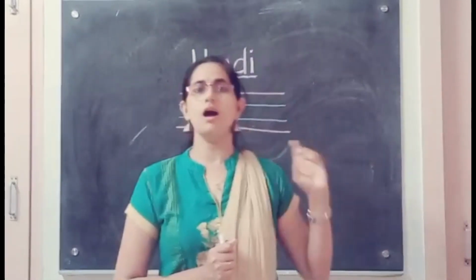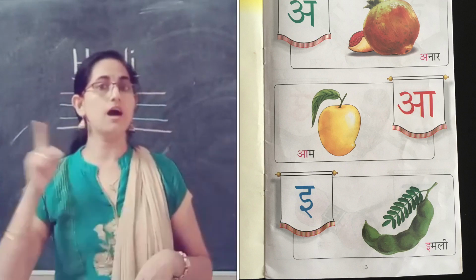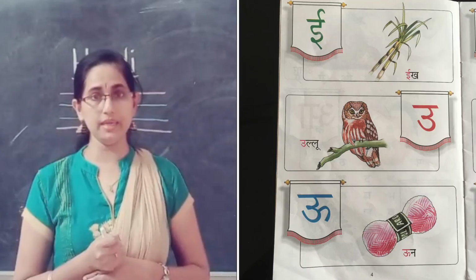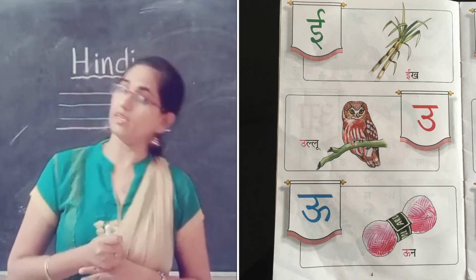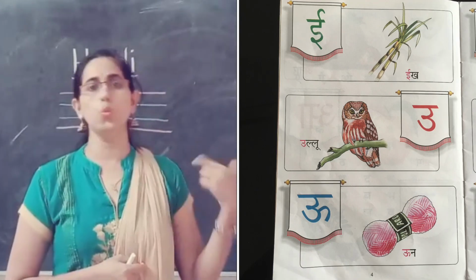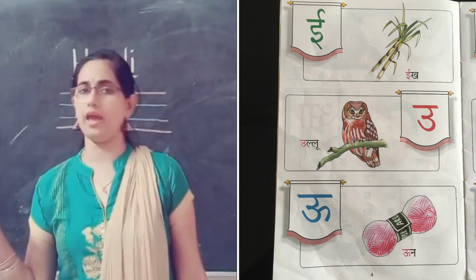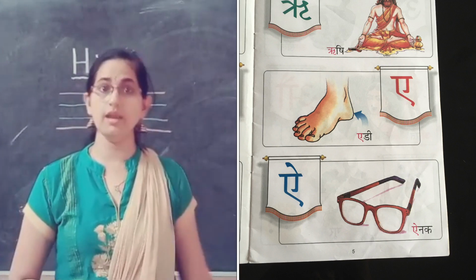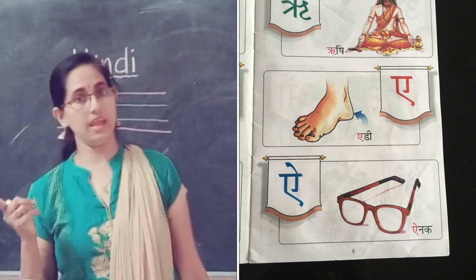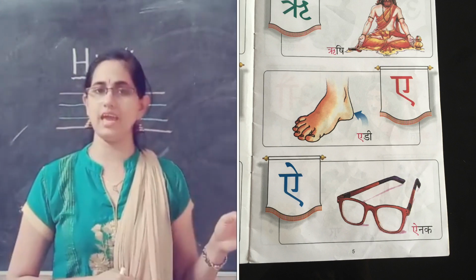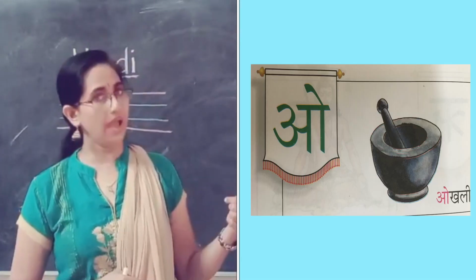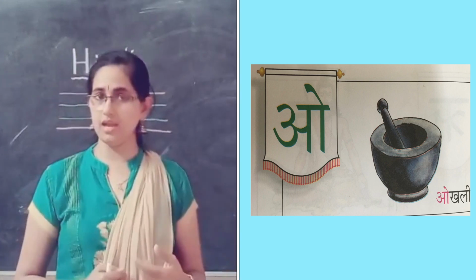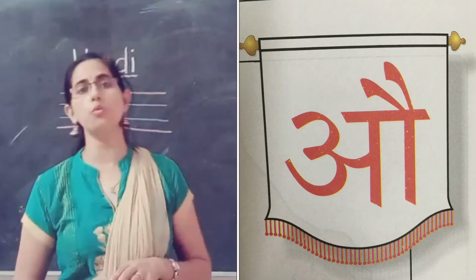What is that? Anar. A say Anar. Imli. E say Eek. Ullu. U say Oon. Rishi. A say AD. I say Ainap. And O say Okali. And today Au say Aurat.